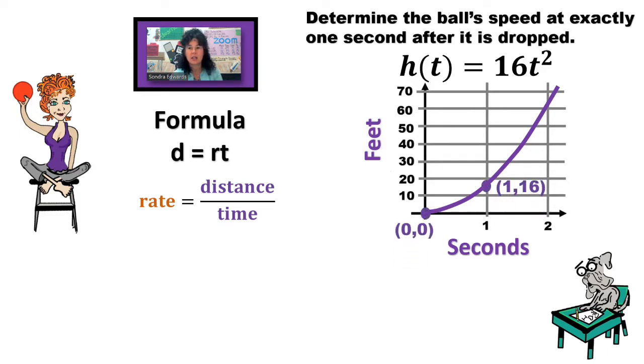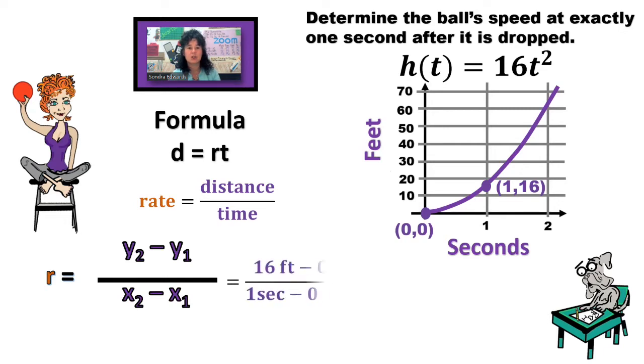So let's look at these couple of points, and then we'll use our y sub 2 minus y sub 1 to get the total distance, and x sub 2 minus x sub 1 for the amount of time it took to travel that distance. So using our formula here, we end up getting 16 feet per second.